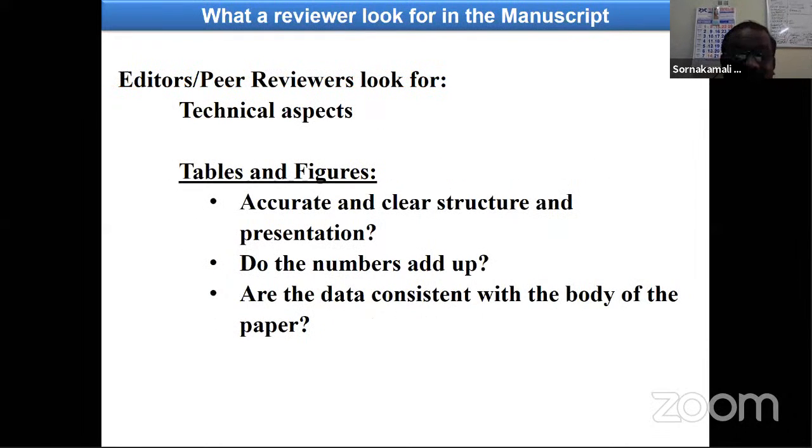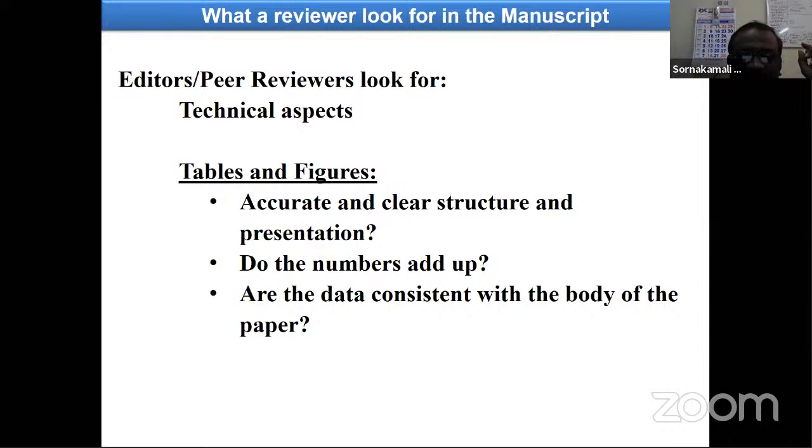Then apart from this, the reviewer will look into the technical aspects, like the number of tables and figures, whether they are accurate and clearly structured, and whether this many tables are essentially required for this manuscript. In my experience, reviewers expect not more than 6 tables or figures in combination, not more than 6. For example, 4 tables and 2 figures, or 2 tables and 4 figures. Beyond that, if you feel the data are important, you can put them in a supplementary online version. Nowadays, most journals are encouraging this kind of supplementary data.